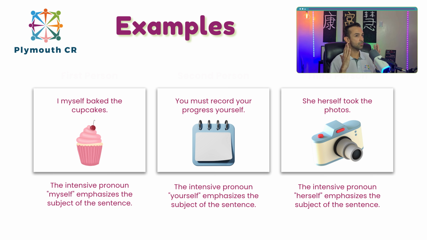The second example, you must record your progress yourself. So in this case, again, it's something that you have to do by yourself. Nobody else can help you. You have to do it yourself. Usted mismo. Usted tiene que llevar un récord del progreso. Usted. Nobody else, right? So the third example says, she herself took the photos. Again, emphasizing who took the photos. She did, but we want to be very strong and emphasize that she did it. So she herself took the photos.